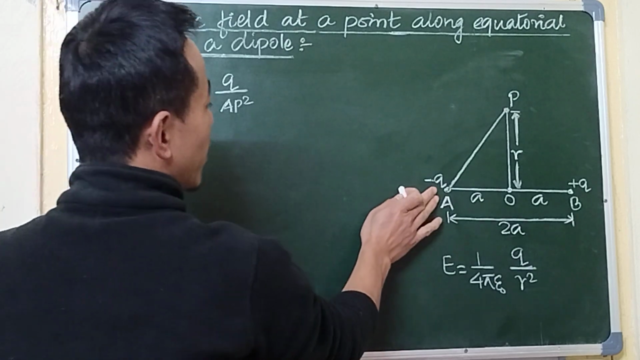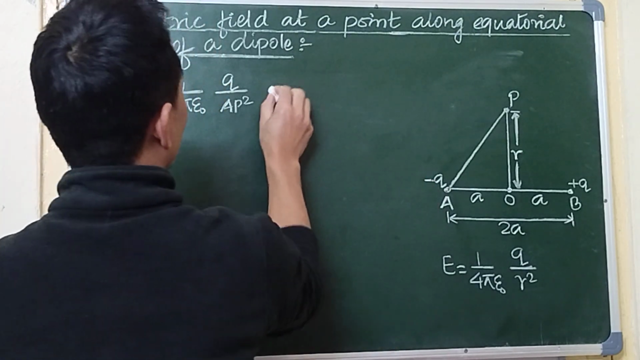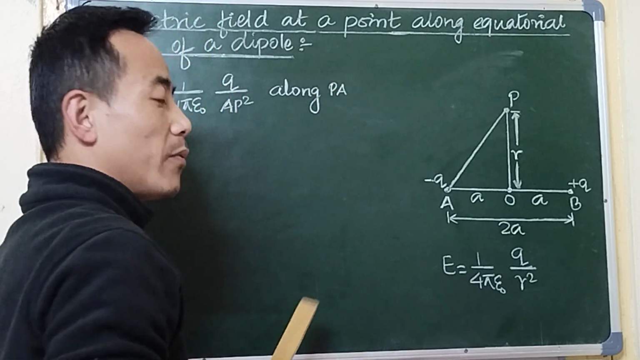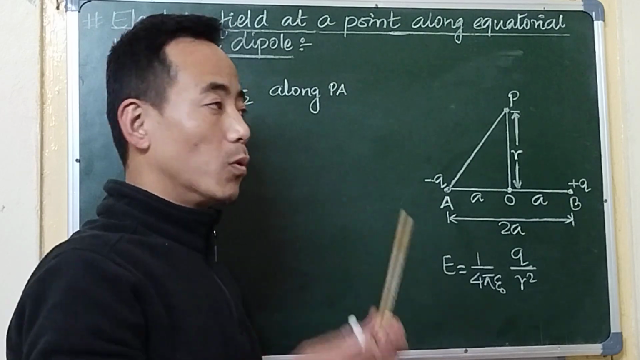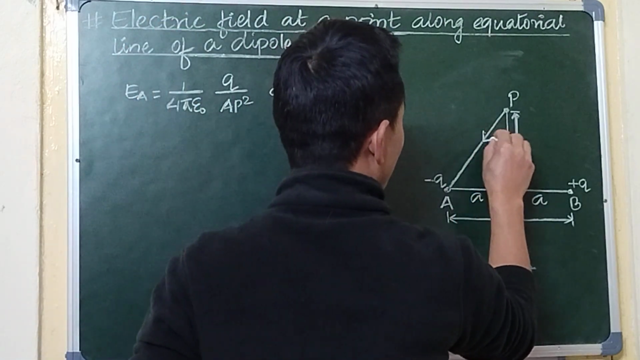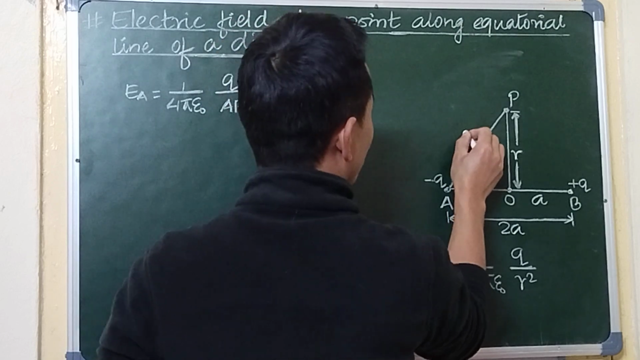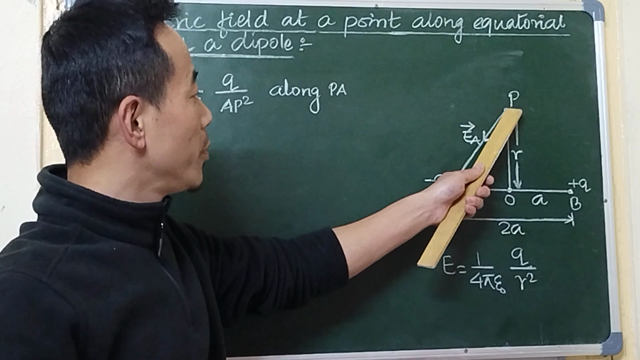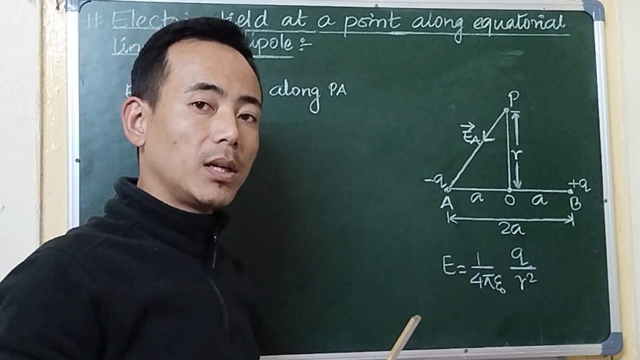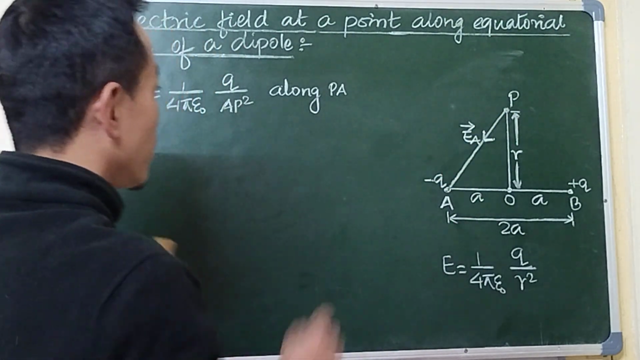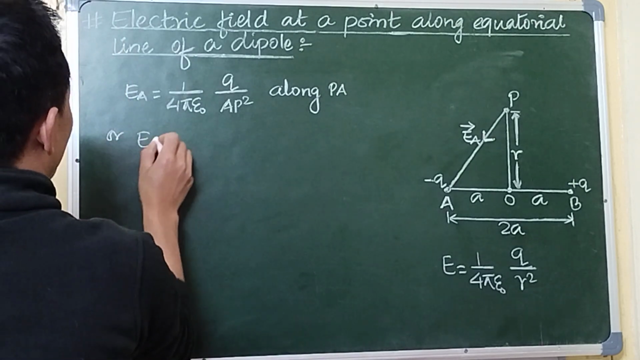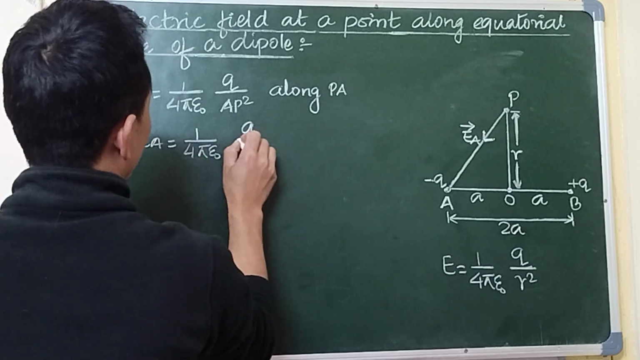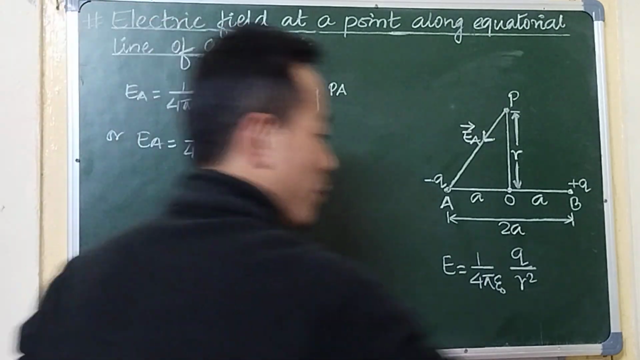And since we have a minus Q charge at A, the direction of this electric field EA will be along PA, since for a negative charge the electric field is always directed towards the charge. So we can write this EA directed from P to A in this way. So this is EA vector, that is electric field at point P due to minus Q charge at A. Now let us find out the value of AP square from the diagram. So this equation further can be written as EA equals 1 by 4 pi epsilon naught Q divided by, now let's find out the value of AP square.